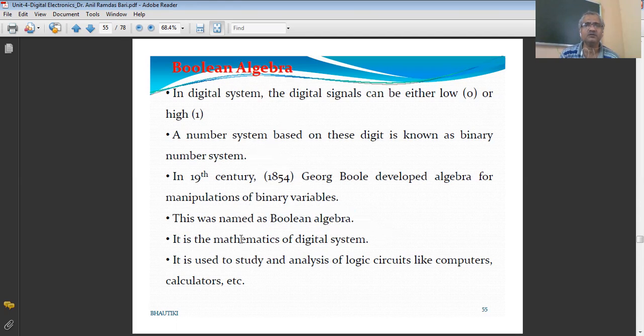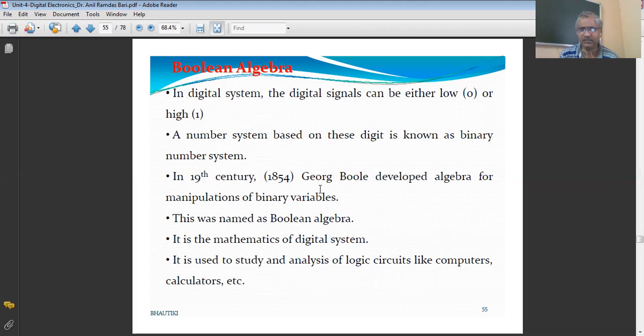Boole was a mathematician, and Boolean algebra is the mathematics of digital numbers or digital systems. It is used to study and analyze logic circuits like computers and calculators. Nowadays all digital electronic circuits use Boolean algebra functions, so they are developed on the basis of Boolean algebra.